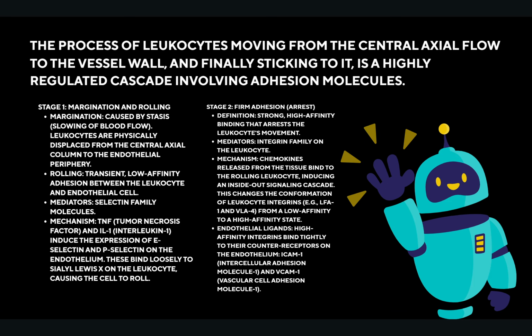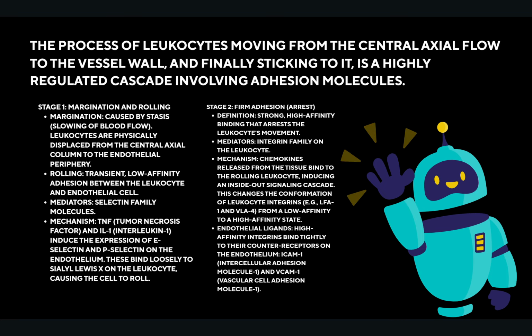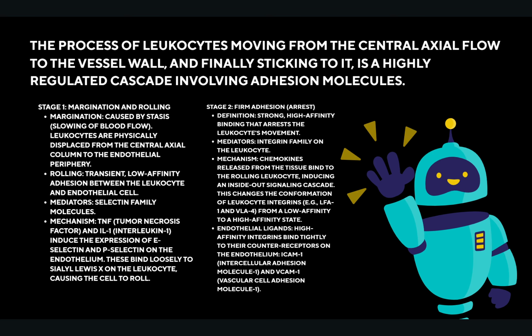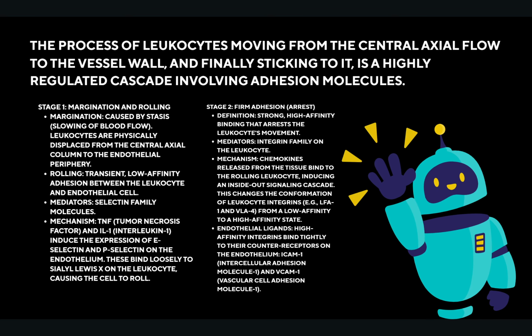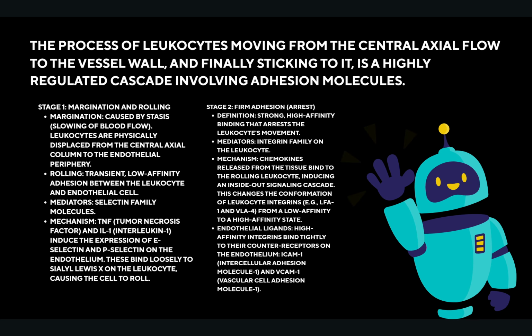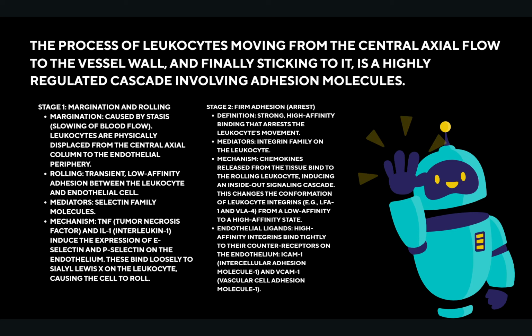Leukocyte recruitment. The process of getting the leukocyte from the blood to the site of injury is a carefully orchestrated sequence of molecular interactions known as the adhesion cascade. So we have two stages over here, margination and rolling, and then firm adhesion. So step one, margination and rolling.